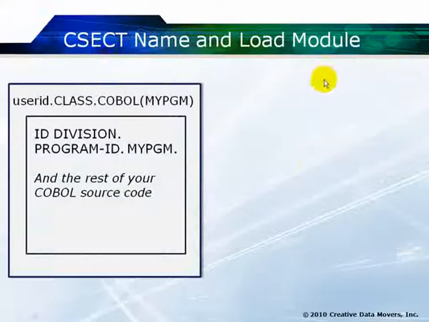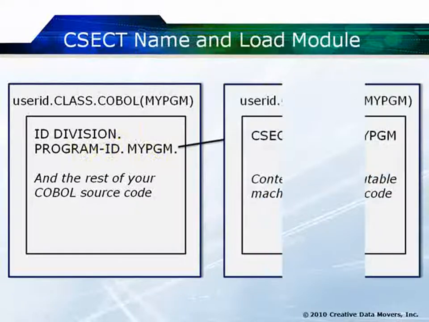Control section name. When you code your source program, in this case I said my PGM, I coded the member name in my source library as my PGM. I also coded the PGM ID as my PGM. They don't have to match. I recommend that they do.